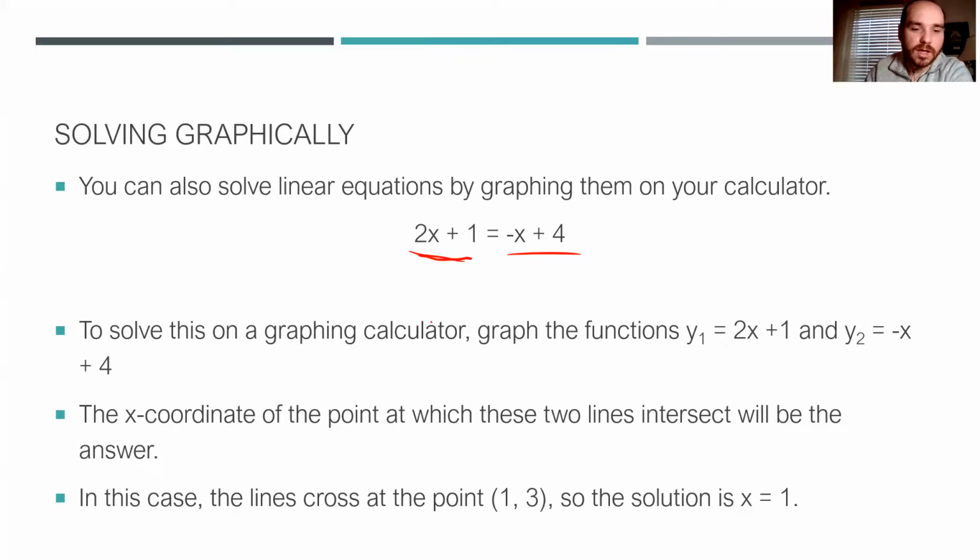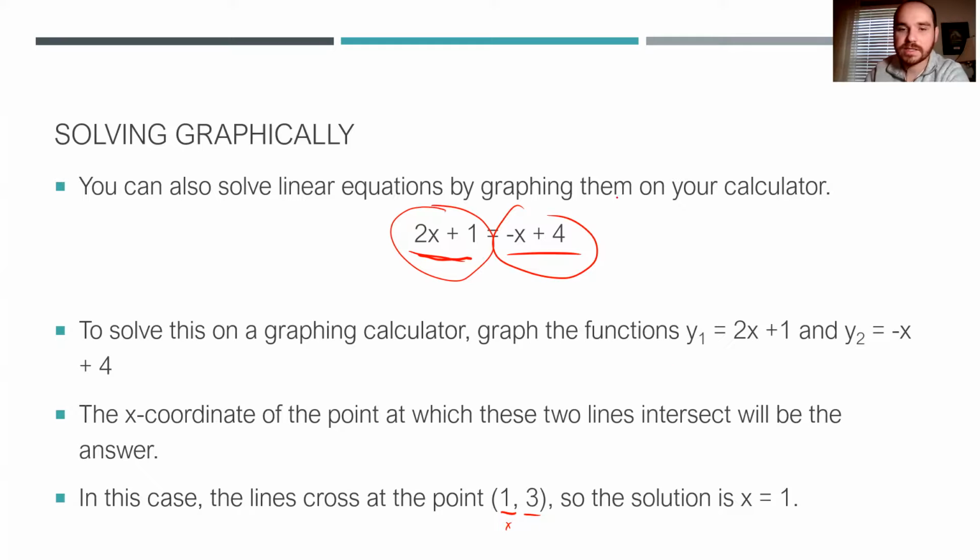But solving it on a graphing calculator, what we want to do is treat each of these like its own linear function. So you're going to graph y1 equals 2x plus 1, that's this side, and y2 equals negative x plus 4, that's this side. The x-coordinate of the points at which these two lines intersect will be the answer. So if you go ahead and graph this on your graphing calculator right now, plug those in, you'll see they intersect at the point (1, 3). 1 is our x, so the solution is x equals 1.